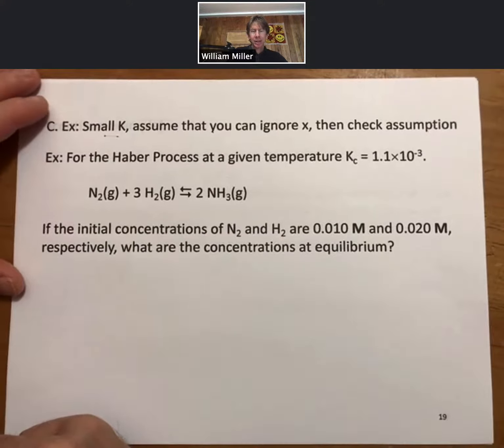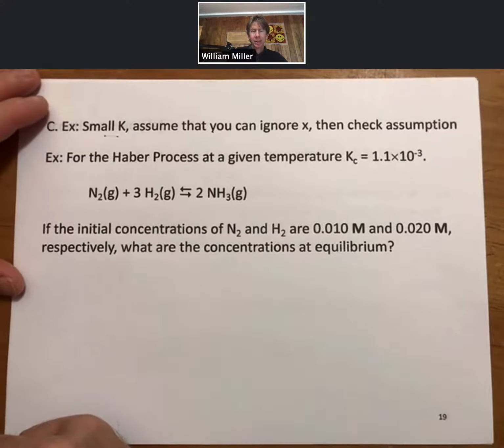if it is less than 0.0001, 10 to the minus fourth, then you may ignore x. Because k is small enough, the reaction doesn't go very far at all, and you may ignore x, and I'll show you what that means.